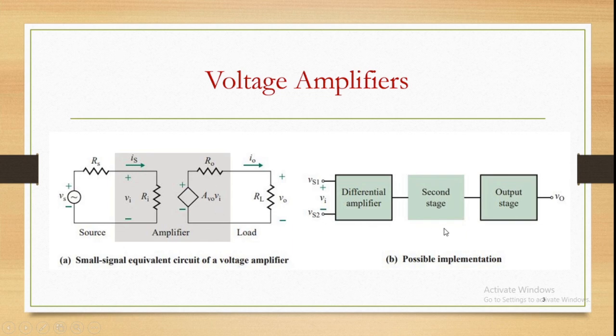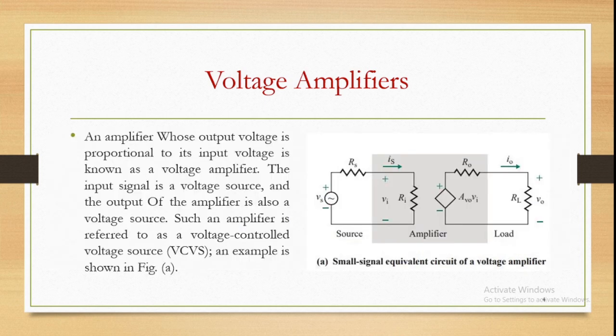The possible implementation is shown over here, where Vs1, Vs2 are the inputs, and finally we have the output V0. So how is it a voltage amplifier? The amplifier whose output voltage is proportional to the input voltage is called a voltage amplifier. The input signal is a voltage source and the output of the amplifier is also a voltage source. Such an amplifier is also referred to as a voltage controlled voltage source, VCVS. So here is a voltage controlled voltage source, or we can say voltage amplifier.